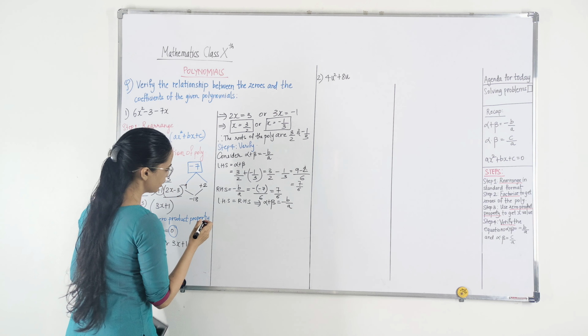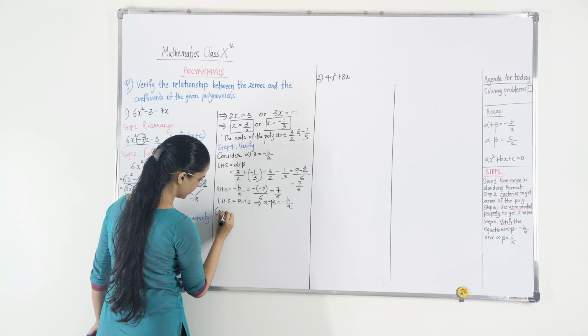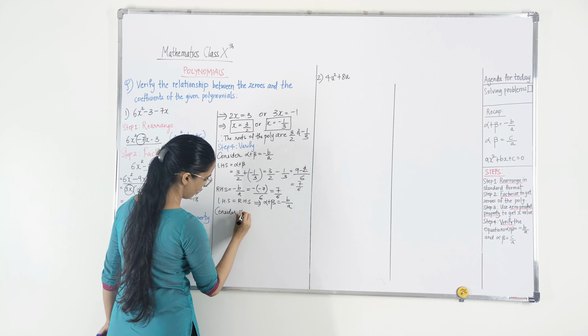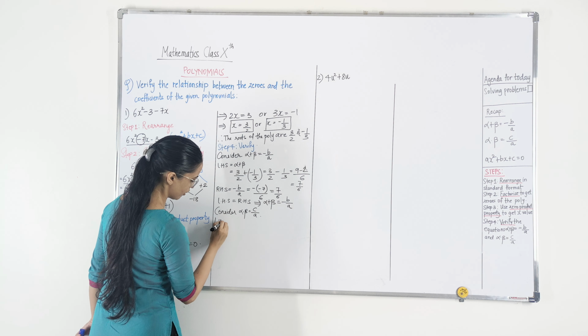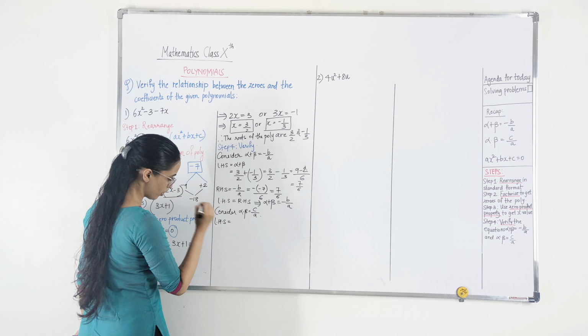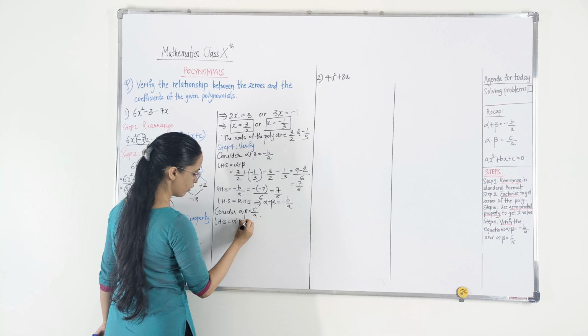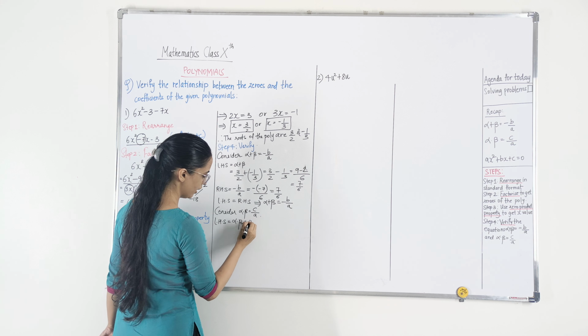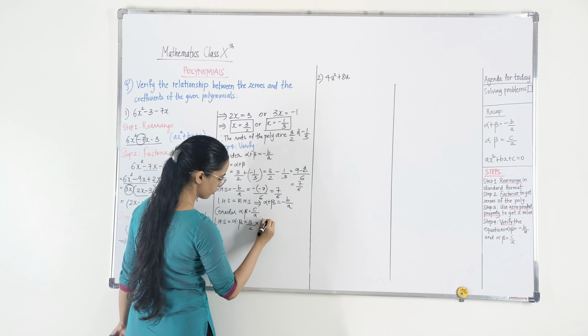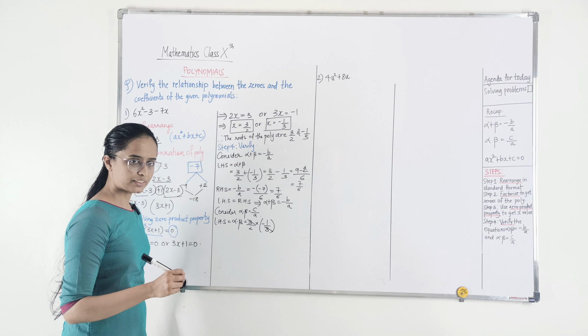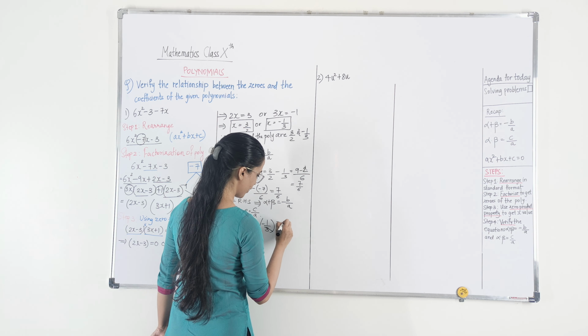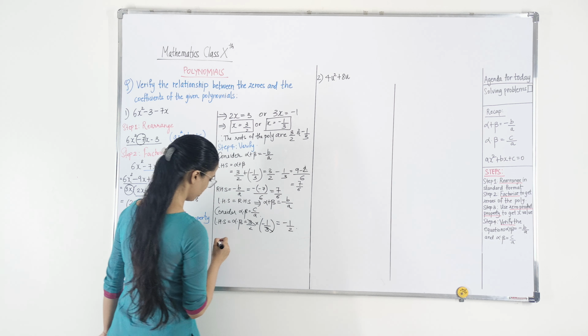Now, similarly, you are going to consider alpha into beta equals c by a. Take the LHS. This is your verification step. Okay. So now alpha into beta. Your alpha value is 3 by 2 and your beta value is minus 1 by 3. 3 in the numerator and 3 in the denominator gets cancelled. So you get alpha into beta is minus 1 by 2.